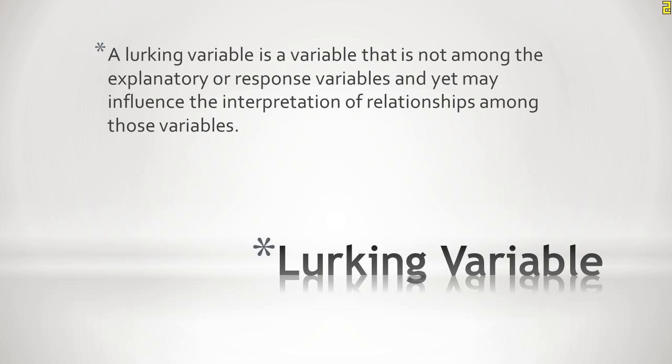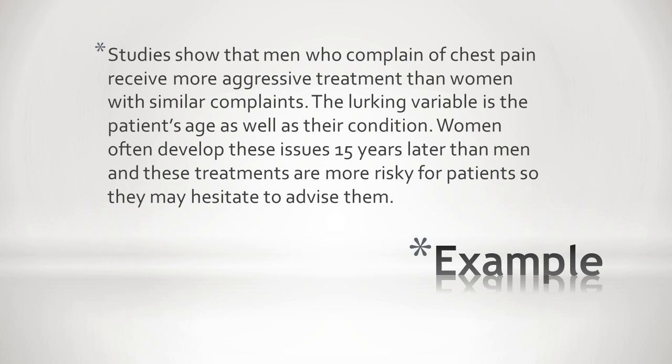A lurking variable is a variable that is not among the explanatory or response variables and yet may influence the interpretation of relationships among these variables. For example, studies show that men who complain of chest pain received more aggressive treatment than women with similar complaints. The lurking variable is the patient's age as well as their condition. Women often develop these issues 15 years later than men, and these treatments are more risky for patients, so doctors may hesitate to advise them.